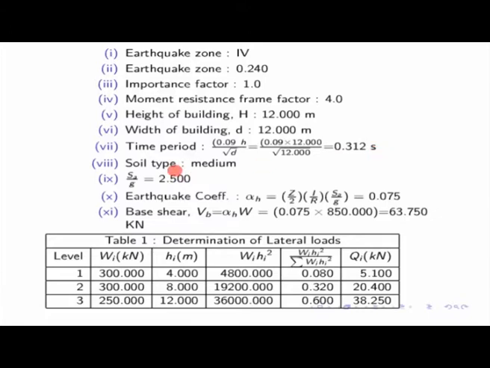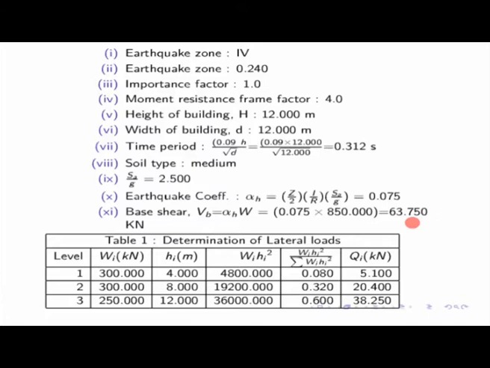If I know the soil type medium, Sa by g equal to 0.25. Earthquake coefficient alpha H or Ah, that is in the code, Z by 2, I by R, Sa by g, 0.075. Base shear VB equal to alpha H into W, because we are considering here 600 plus 250. First floor 300 kilonewton, second floor 300 kilonewton, and then roof 250. So total 850.